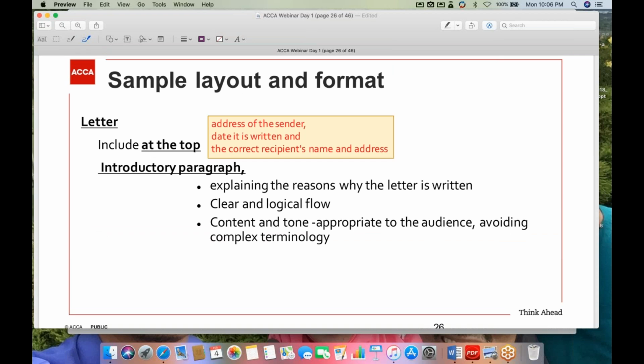This is a letter. Definitely will have the address of the sender, date. It's written with the correct recipient's name and the address. Then there you have your introductory paragraph explaining the reasons why the letter is written. It has to be written in a clear and logical flow. So the content and the tone should be appropriate to the audience. You are supposed to be avoiding complex terminology.